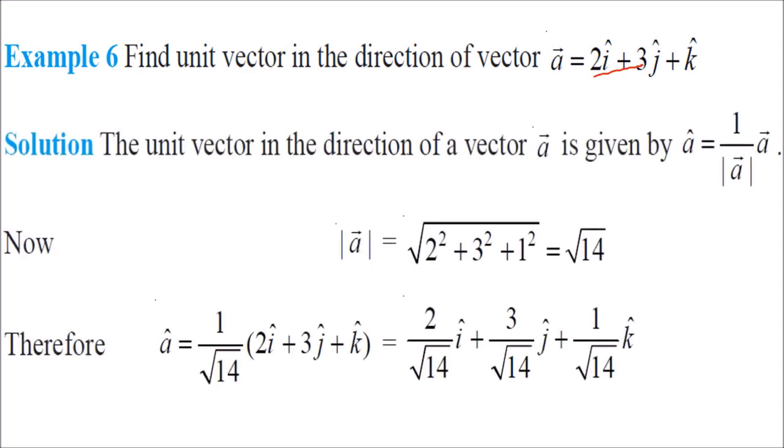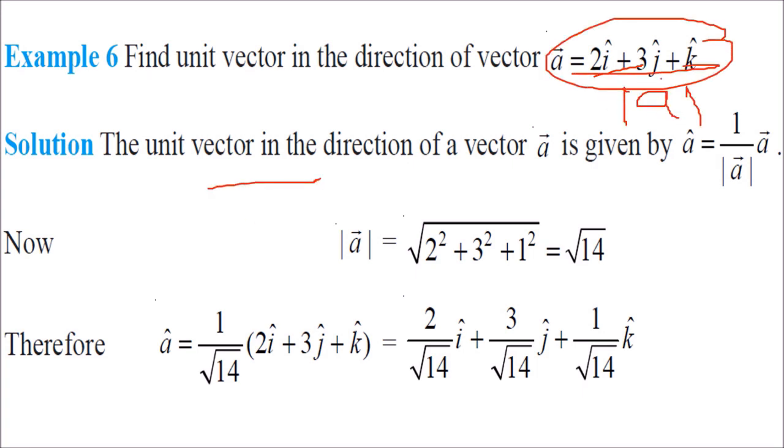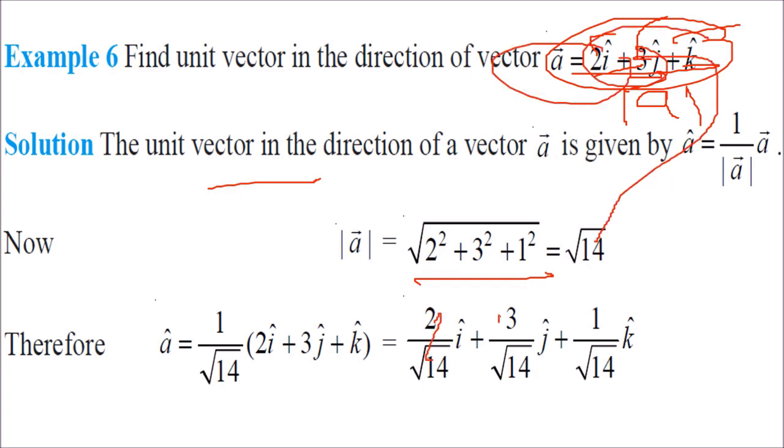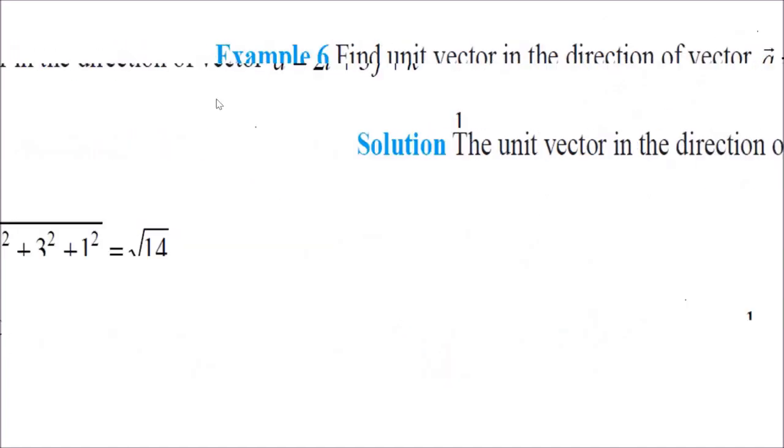So we have known in theory that the unit vector in the direction of a vector is nothing but the vector divided by its magnitude. So what is the magnitude of A? It is the square root of 2 square plus 3 square plus 1 square, that is root 14. So the unit vector is 2 by root 14, 3 by root 14 and 1 by root 14. This is the A cap, which is the unit vector in the direction of the vector.